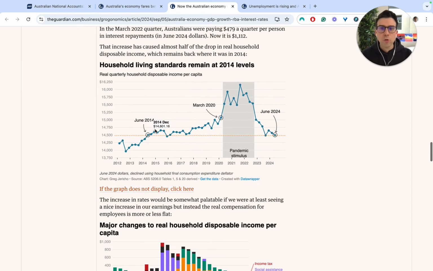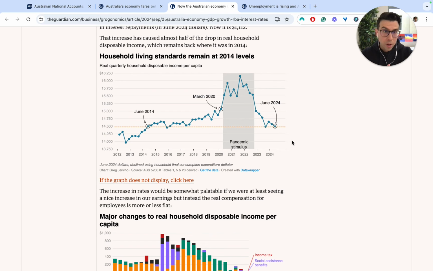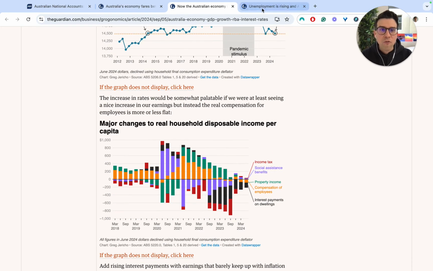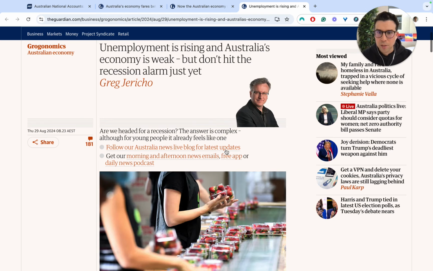Now, the concerning thing in all of this is that household living standards do remain at 2014 levels. We've gone backwards. I think that's the absolute reality. We've gone backwards because of, one, inflation, but we've also gone backwards because GDP per capita has also been going backwards as well. And so you can see here that it takes us back, I mean, of course, it's also 2017, but it does take us back almost a decade. And so the argument is that the net effect of all of this is we're really a decade behind.